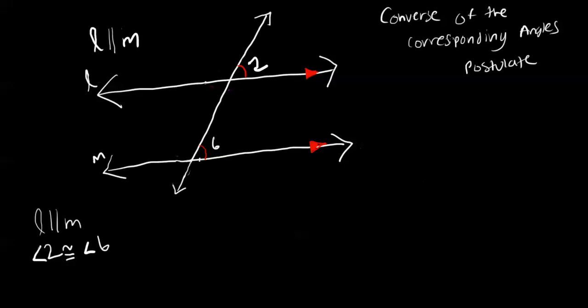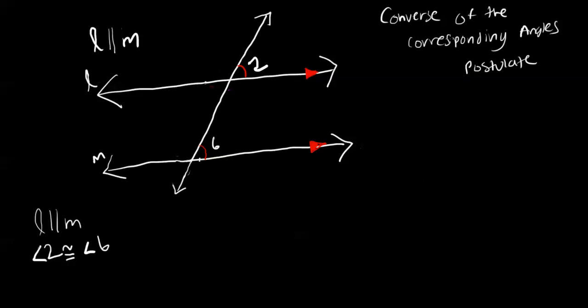In this section, we're going to be looking at proving lines parallel. To start off with, we're going to look at a postulate, postulate 3.2, converse of the corresponding angles postulate. If two lines and a transversal form corresponding angles that are congruent, then the lines are parallel.